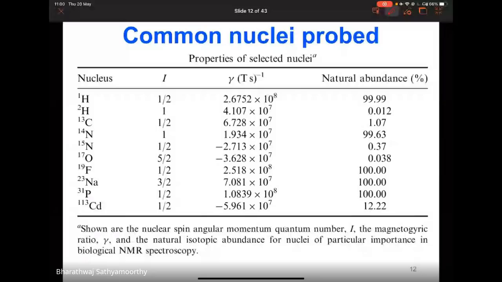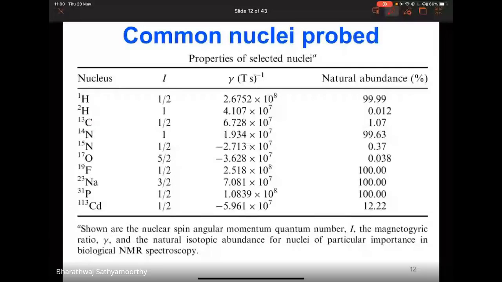Now that being said, let's take a quick look at the different gyromagnetic ratios that have been observed for nuclei commonly studied with NMR. I changed my slide, but unfortunately it's not updating. Let me wait for a second. Yeah, now it is updated.